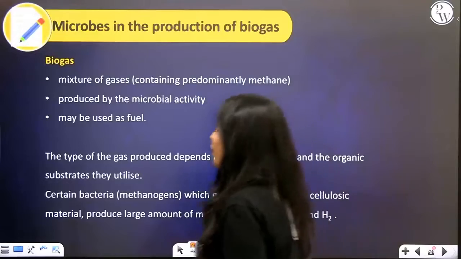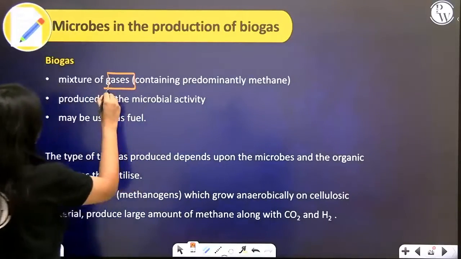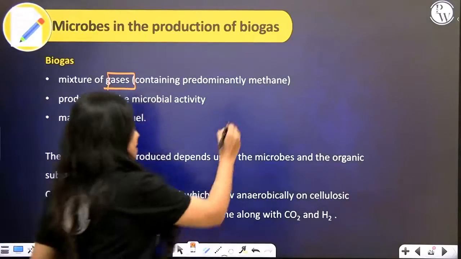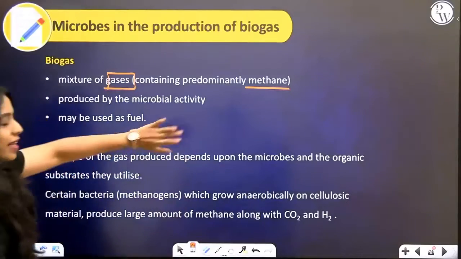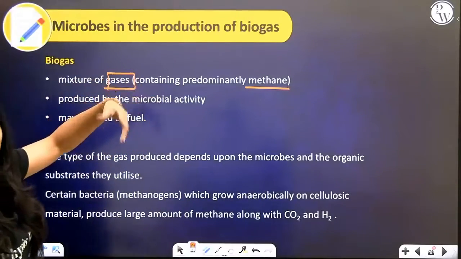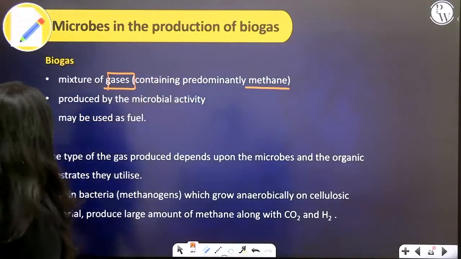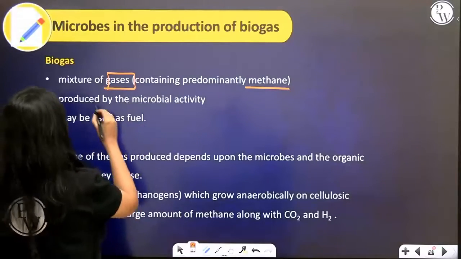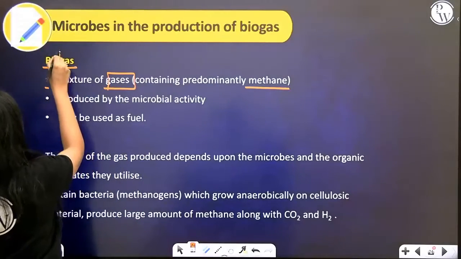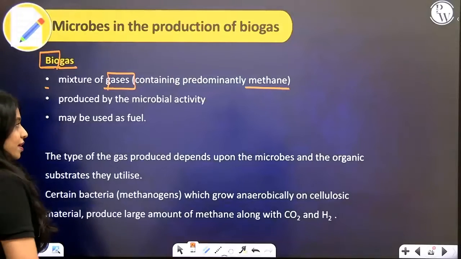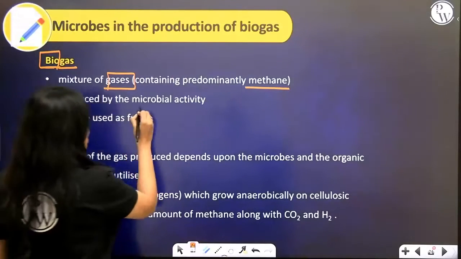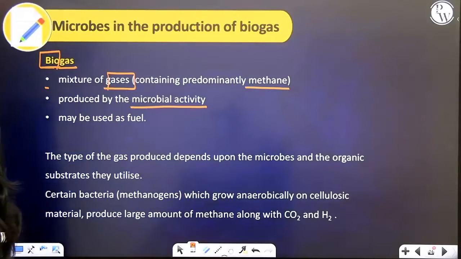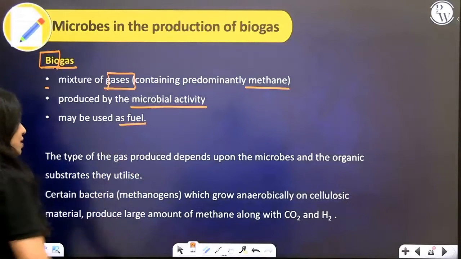So what is this biogas? It is a mixture of certain gases such as methane, carbon dioxide and hydrogen. So it contains methane predominantly. It is inflammable, so it can be used as fuel. So how is this biogas produced? Why do we call it biogas? Because some living organisms are involved in producing it, and it's usually produced by certain microbes. So that, like I already mentioned, can be used as fuel.